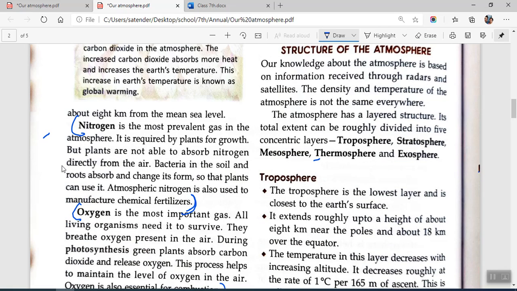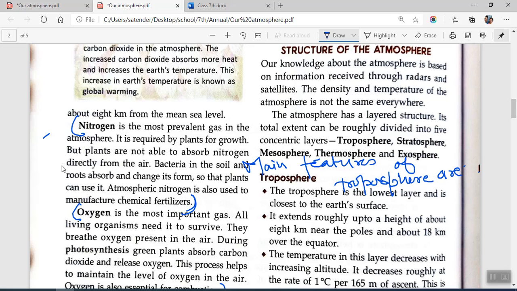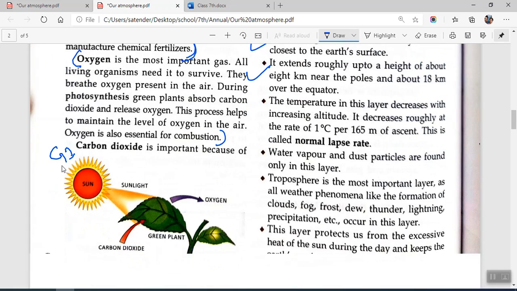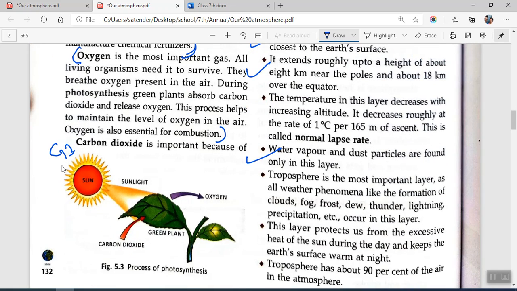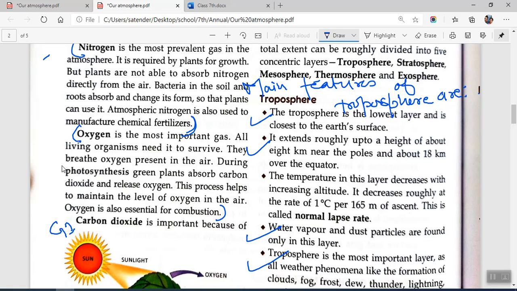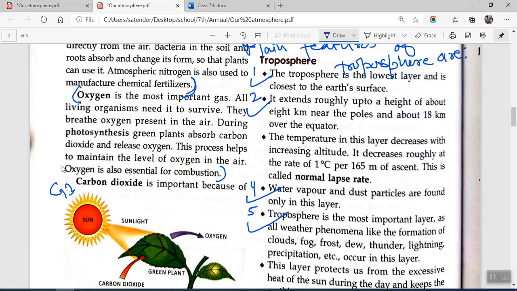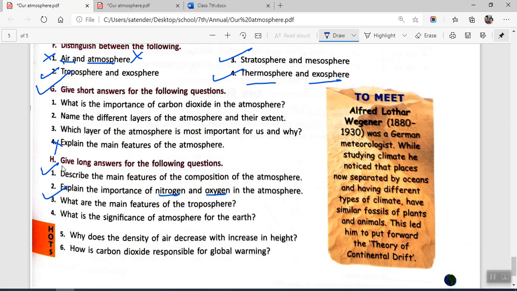So main features of troposphere are, first you will be writing this, main features of troposphere are. Then you will be writing first point, second point, and then you will be writing this point and this point. So you'll be writing first point, second point, and fourth point and fifth point. So you'll be writing these are the main features of troposphere.